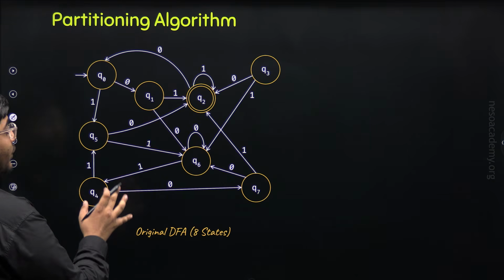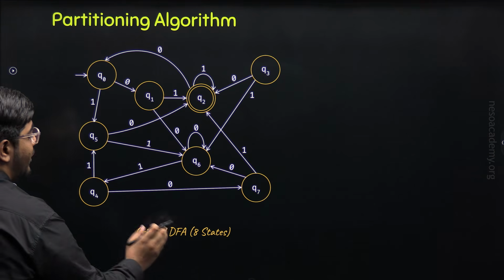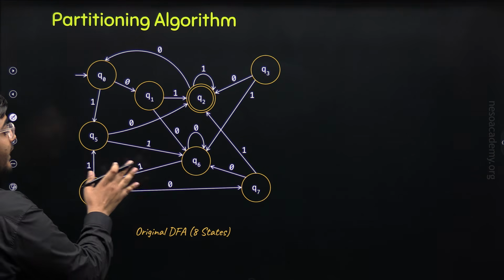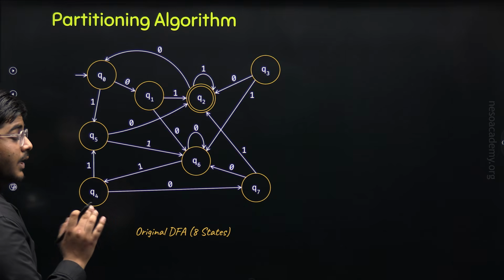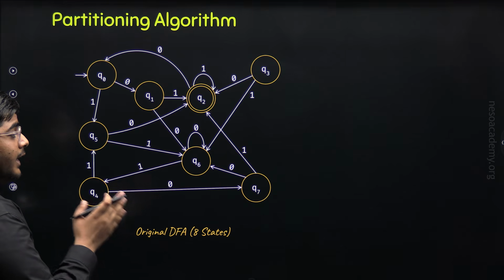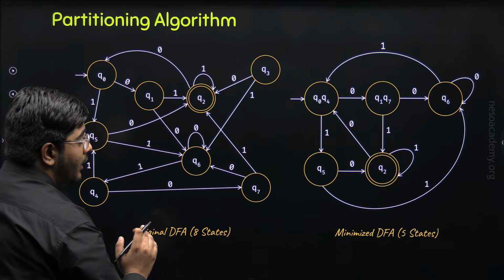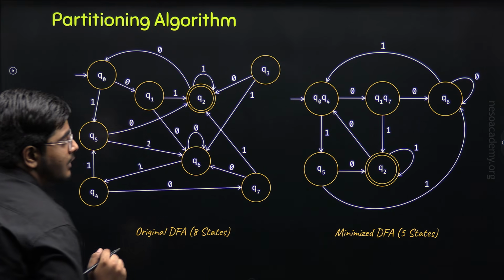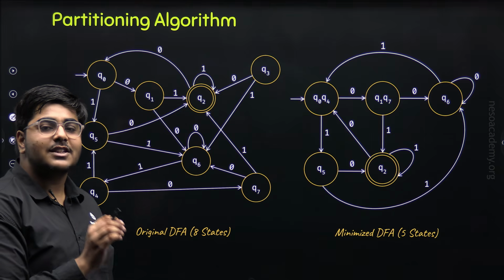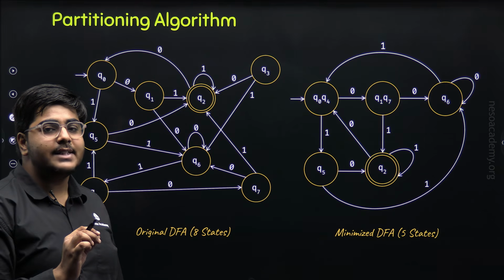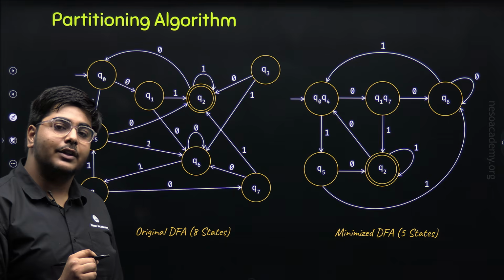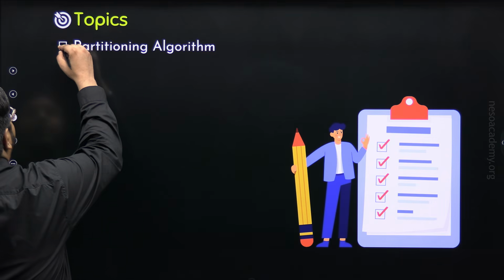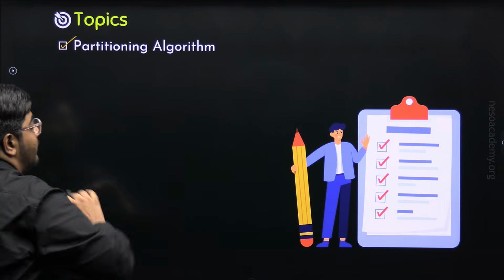So this was the original complex deterministic finite automata with 8 states, and we have converted it into a minimized DFA, which is much simpler and only contains 5 states. So this is how we have solved a problem for DFA minimization using the partitioning algorithm. In this way, we are done with our topic, the partitioning algorithm.